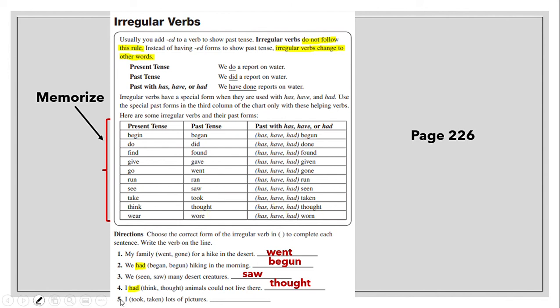Number 5, the last one. I took or taken lots of pictures. Again, take, took, taken. Which one? Took. I took lots of pictures. Excellent. Why? Because we do not have has, have, or had in the sentence.